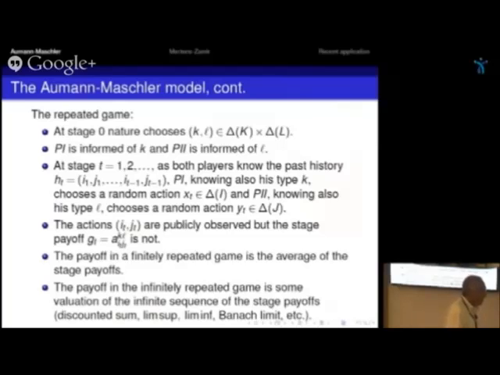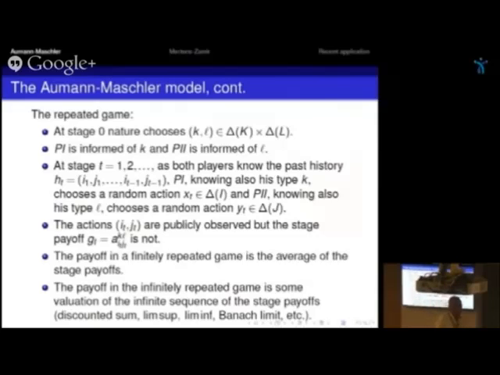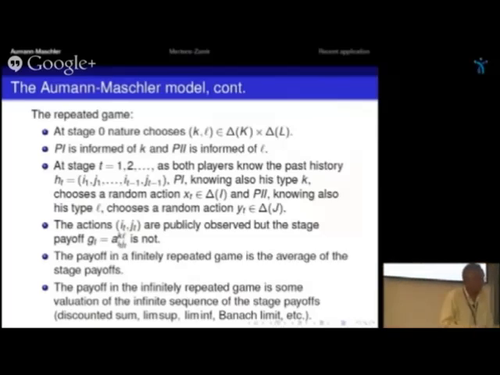The payoff of the infinite repeated game is a bit tricky. There are several ways to overcome this, several ways to define some evaluation. I will speak more about this: discounted sum, or lim sup or lim inf, or some Banach limit, or, which was more adopted later, to define the value without defining the payoff, what we call a uniform value. Okay, I'm not going to detail. So that was the situation.